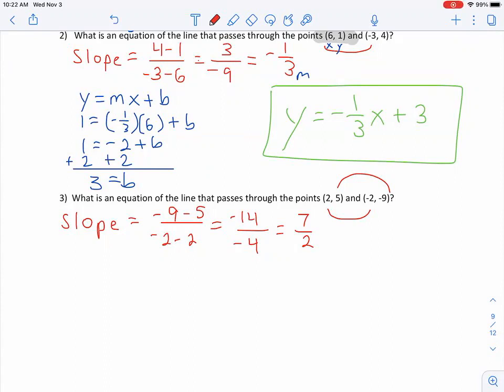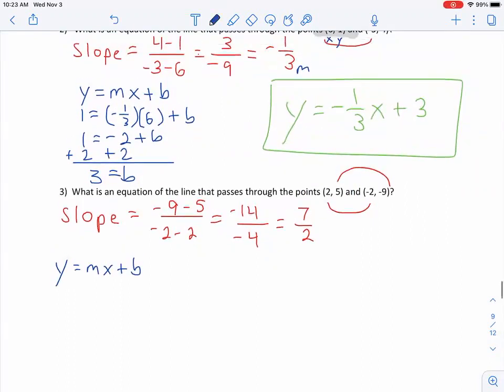So if our slope is +7/2, I'm then going to do y equals mx plus b. And I'm going to choose this point, and you could use either one, but those are both positive. Everybody loves positive numbers, right? So I'm going to use that one. So 5 is my y. My m is 7/2. My x is 2. And then plus b. So I'm now going to solve for b.